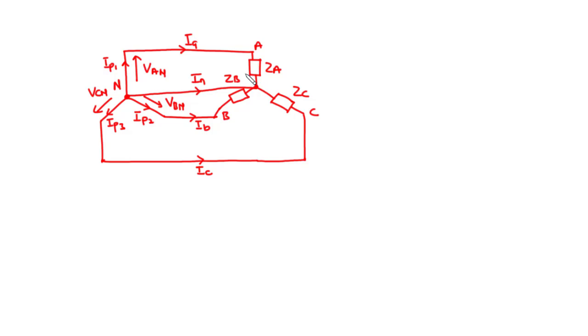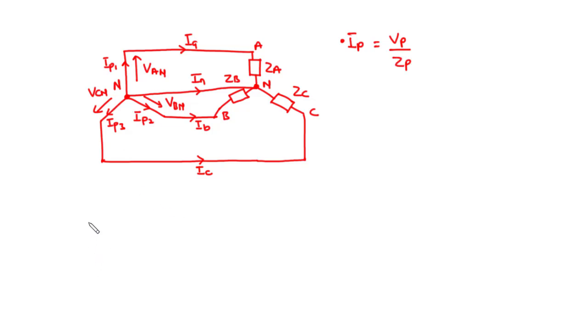Now since the phase impedances are not the same, it means that the phase currents are also not the same. So how do we find the phase currents for the respective phases and hence the current that flows through the neutral line? So to find the phase currents, we know that the phase current is given by the phase voltage divided by the impedance per phase.